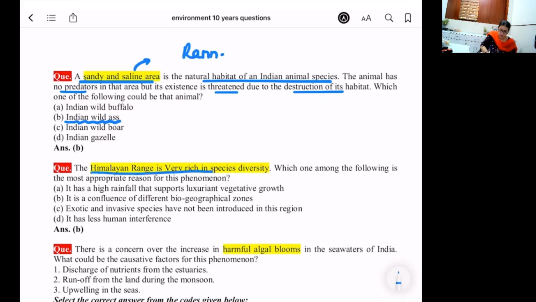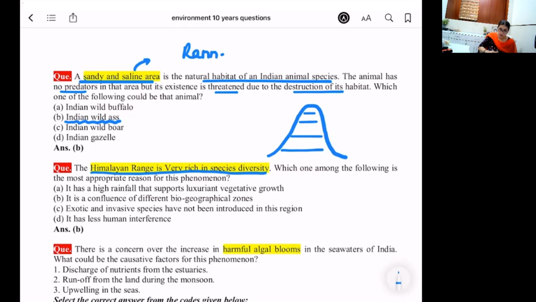The Himalayan range is very rich in species diversity. When I learn, I say it is species diversity because of altitude. Because of altitude, I can have many altitudinal biomes. No wonder I find Nanda Devi, I find Kanchenjunga, I find Great Himalayan National Park in the list of prominent protected areas in the country.